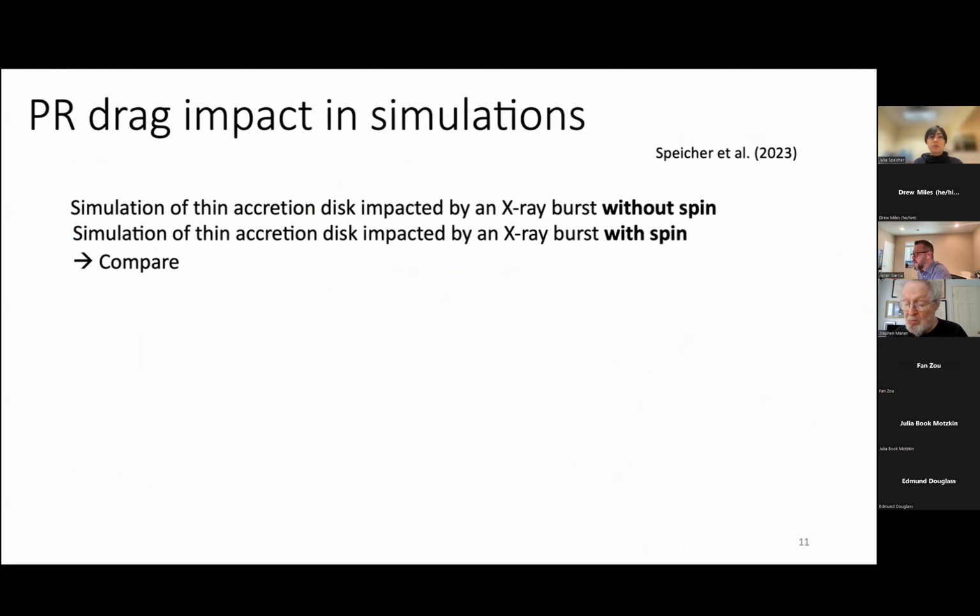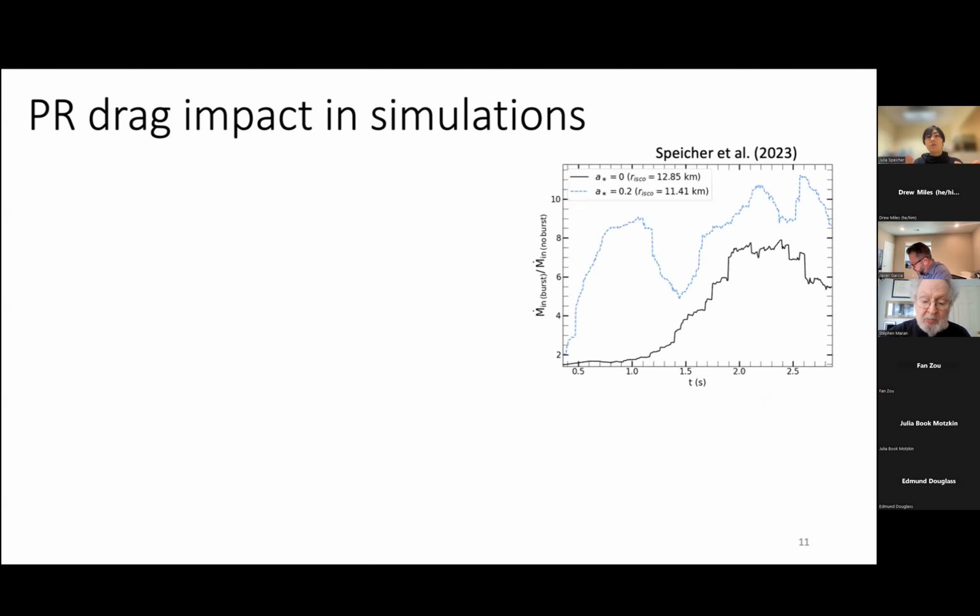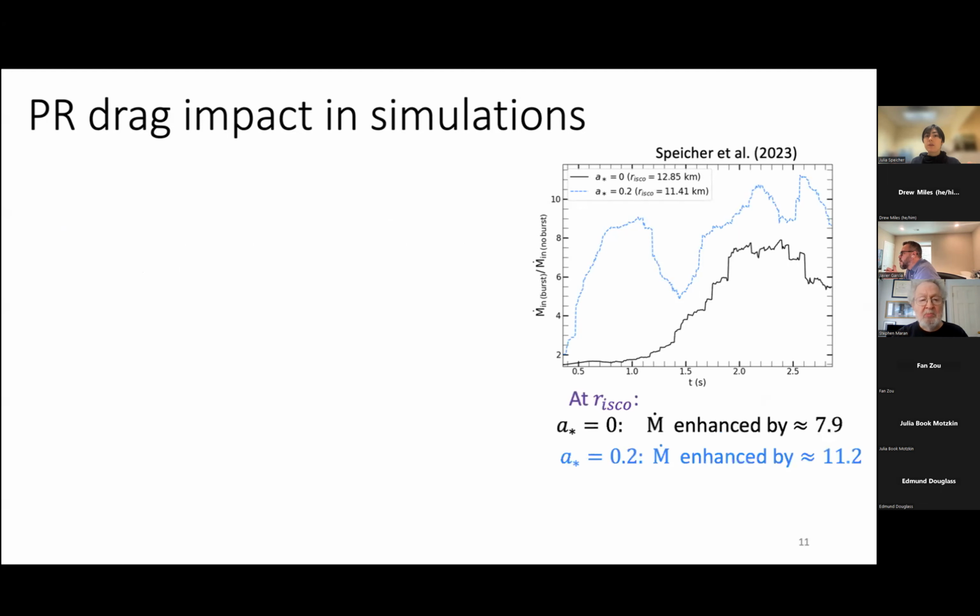We wanted to answer these questions, and the way we did it is by running simulations where a neutron star had a spin and comparing them to simulations where a neutron star did not have a spin. This led to this figure here. This figure shows the moving average of the mass accretion rate enhancement for the spin and the no-spin case as a function of time, as measured at the respective radius of the innermost stable circular orbit. And in this figure, you can see that as measured at the respective innermost stable circular orbit, the mass accretion rate actually got more enhanced in the spin simulation than in the no-spin simulation.